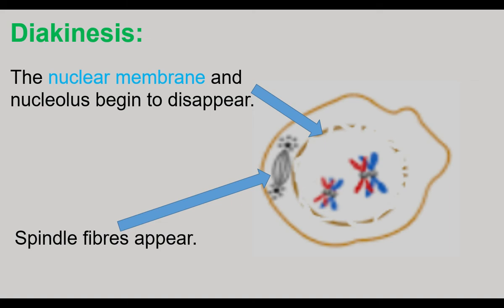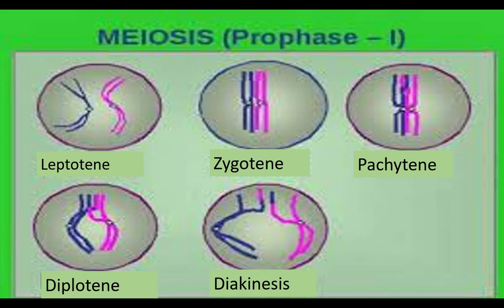Let us see a quick recap of the substages of prophase I. In leptotene, the chromosomes appear as thin thread-like structures. Pairing of homologous chromosomes takes place in zygotene. The pachytene stage involves the exchange of chromosomal segments, called crossing over. The chromosomes begin to separate in diplotene stage. In diakinesis, the nuclear membrane and nucleolus disappear. Now the cell is ready to enter metaphase I.